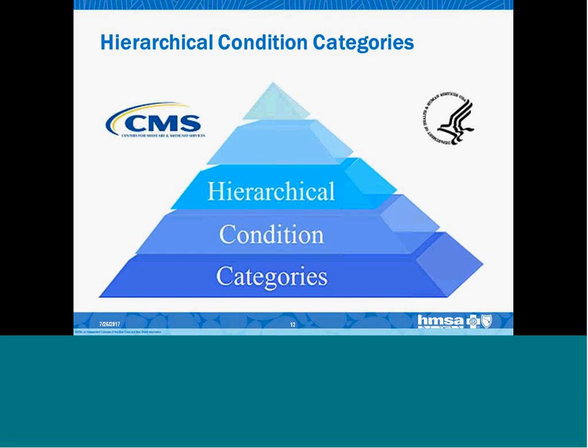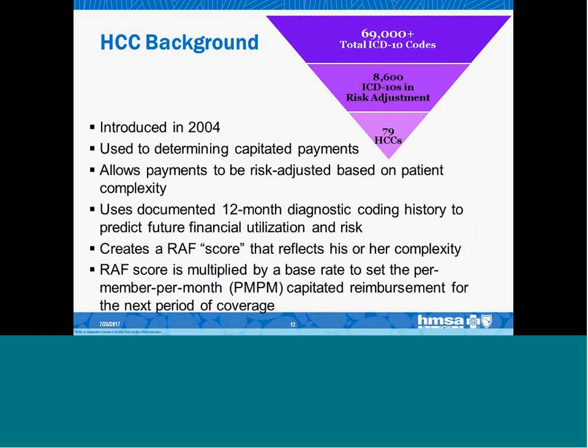Okay, moving on to hierarchical condition categories. Introduced in 2004, hierarchical condition categories, or HCCs, are used by CMS for determining capitated payments for the Medicare Advantage program and other Medicare programs. When ICD-10 was implemented, diagnosis codes increased from 14,000 to over 69,000, and new codes are being added each year. About 8,600 of these codes are used in risk adjustment, and they're spread over 79 HCCs.